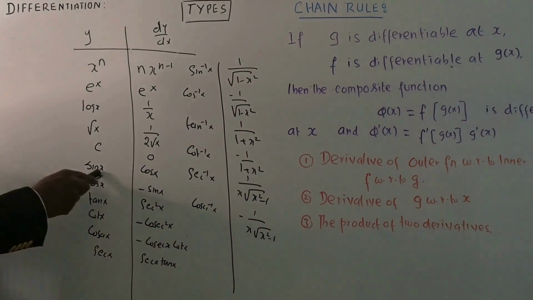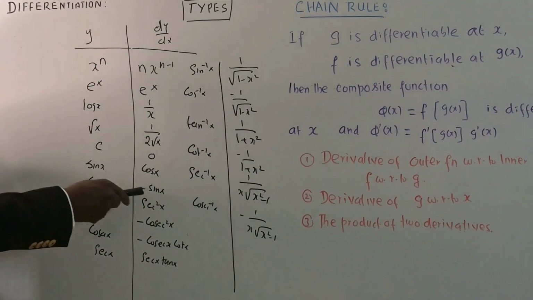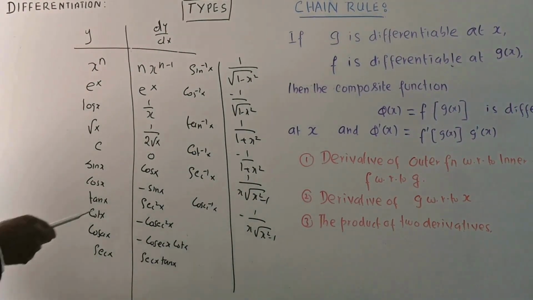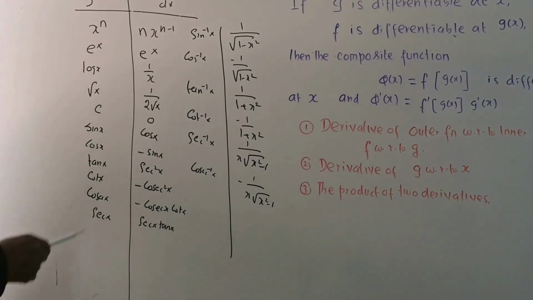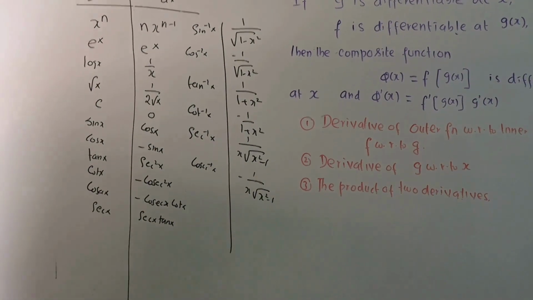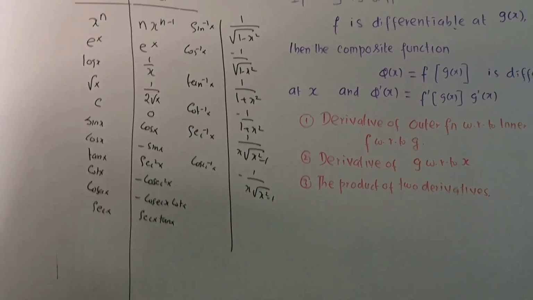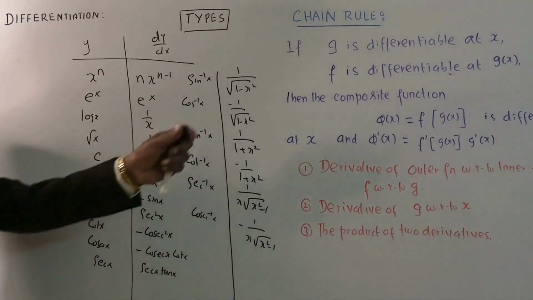When you differentiate sin x, cos x. Cos x, minus sin x. Tan x, secant square x. Cot x, minus cosecant square x. Cosecant x, minus cosecant x cot x. Secant x, secant x tan x. Now the inverse trigonometric functions.